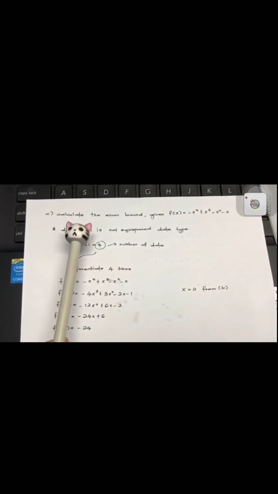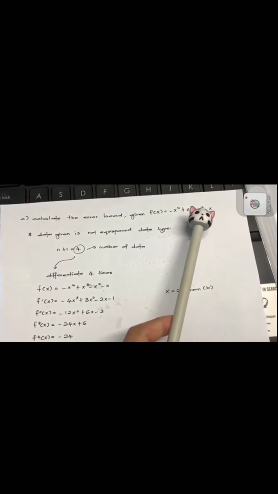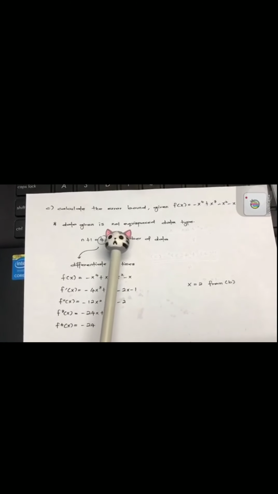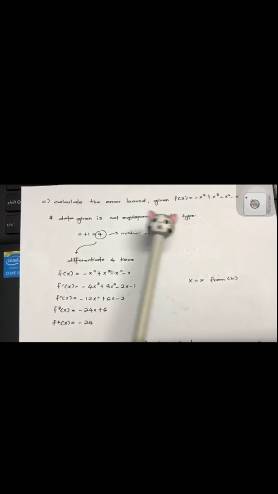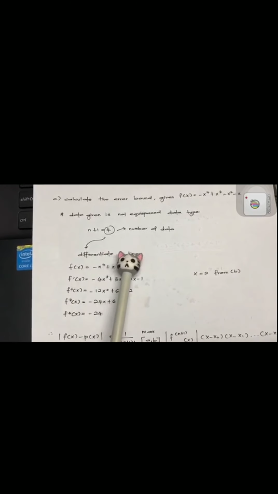For C, calculate the error bound given by f(x) equal to negative x to the power of 4 plus x to the power of 3 minus x squared minus x. We know that the table is not the equispaced data type. So from the table we can also know that the number of data is equal to 4. So we must differentiate 4 times. The function given is like this.